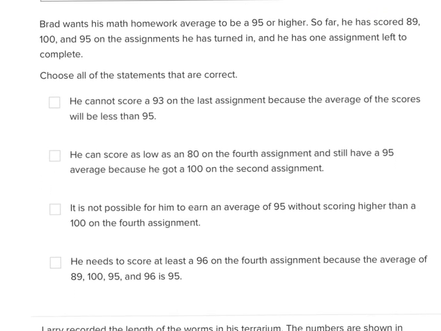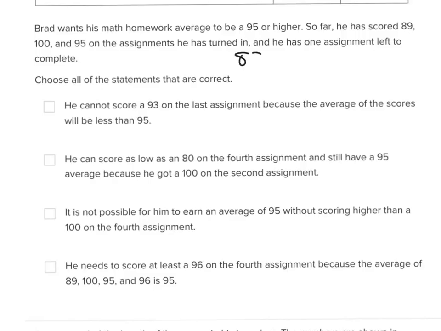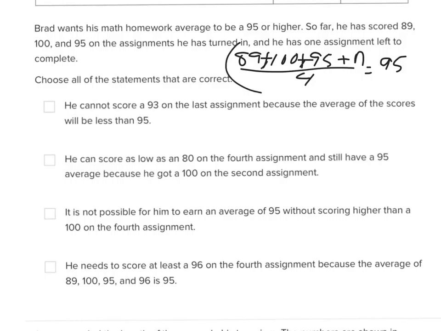Okay. Brad wants his math homework average to be 95 or higher. So far he scored 89, 100, and 95. Okay, so he wants it to be 95 or higher. So this is similar to the example problem we did. If we add these up and then add another number in, and divide by 4, we need to get 95. So I'm going to multiply by 4 to see what my total score needs to be.